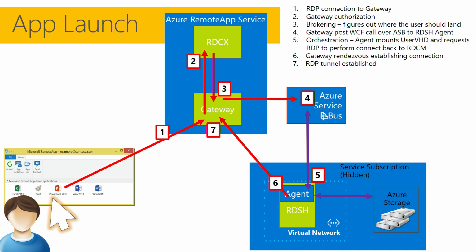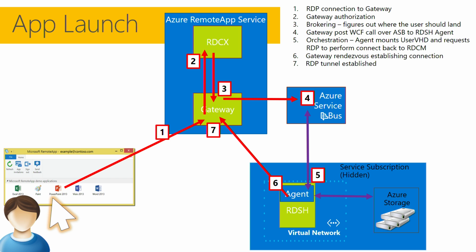Let's talk about the app launch. I showed you the sign-in. Let's talk about when you click an application. When you click an application, what happens is we'll actually make a connection up to our gateway. It's not a remote desktop gateway. We actually have rewritten that. We use a gateway fully written from the ground up based upon Azure. So we make a connection up to the gateway.